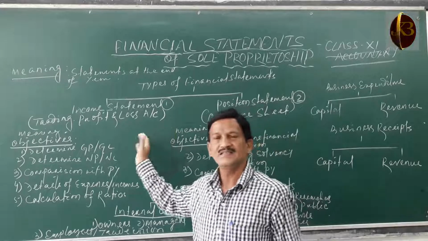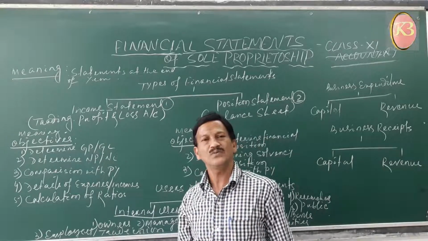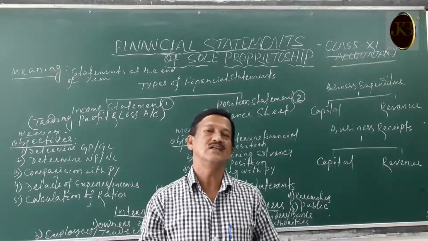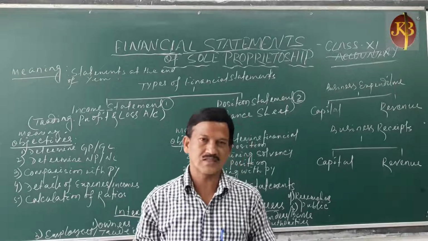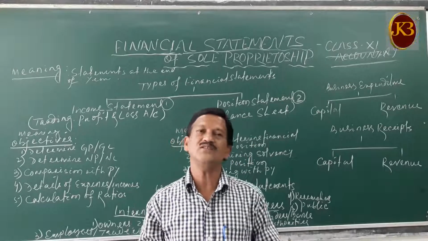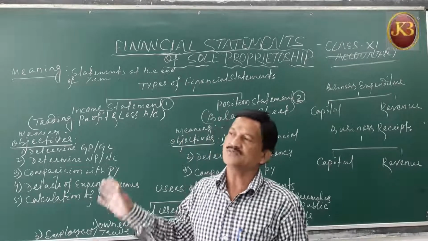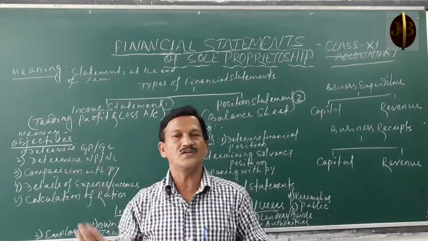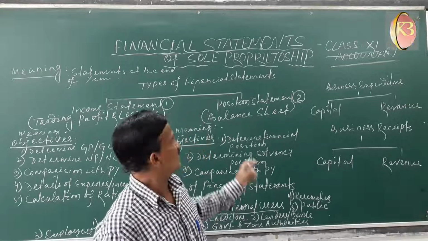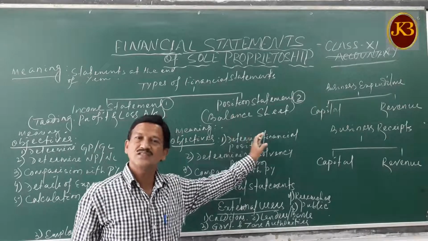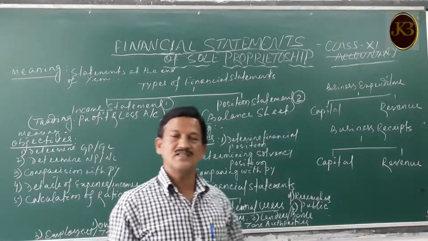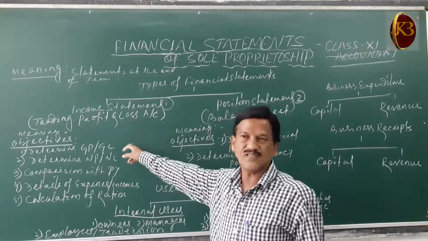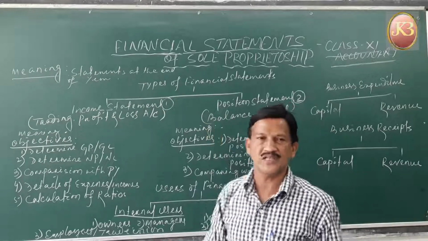Other than that, there are some other statements which are part of the financial statements, which you will learn in your higher studies. I have already told you we are confined to the financial statements of the sole proprietorship only. That is the trading and profit and loss account, the income statement, and the second one is the position statement, that is the balance sheet. So that is the classification of financial statements here: the income statement first, and the position statement second.